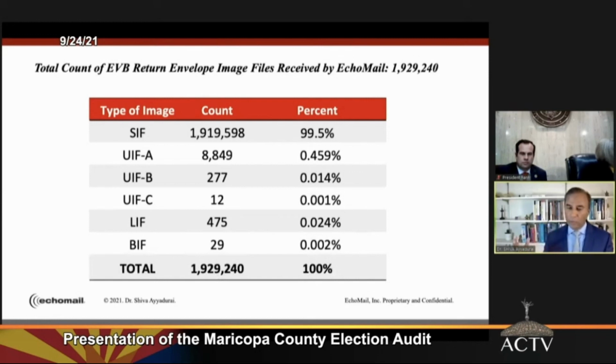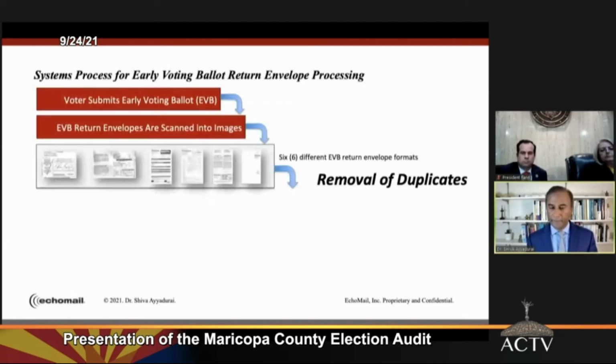So for the audit, we were provided by the Arizona State Senate 1,929,240. And these were apparently all the EVB return envelopes that Maricopa County got. Okay, what we noticed when we looked at this, which was fascinating, our first interesting, I guess it wasn't an anomaly, but something we were a little bit surprised by, because we thought the duplicates would have been removed, but there were duplicates in here.